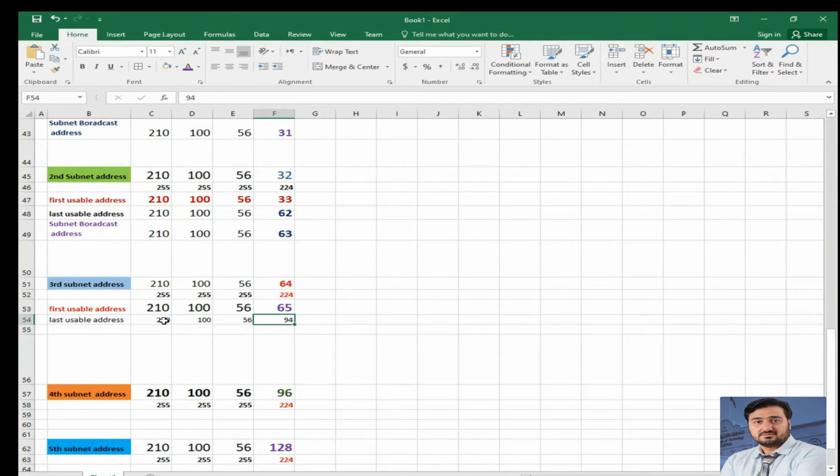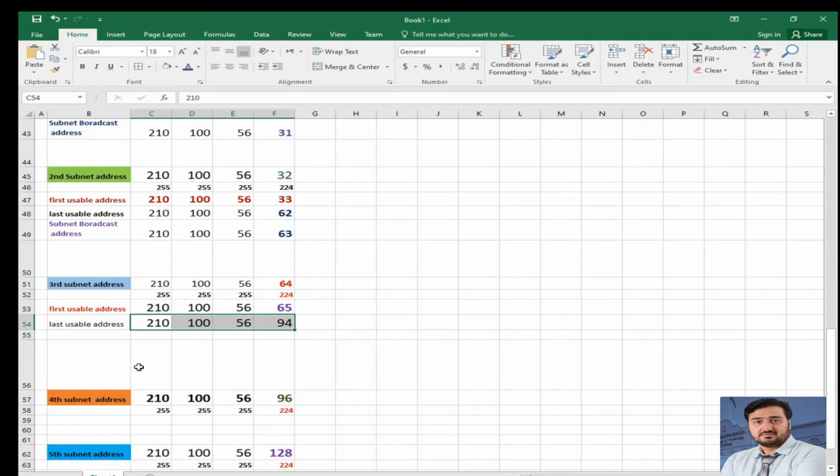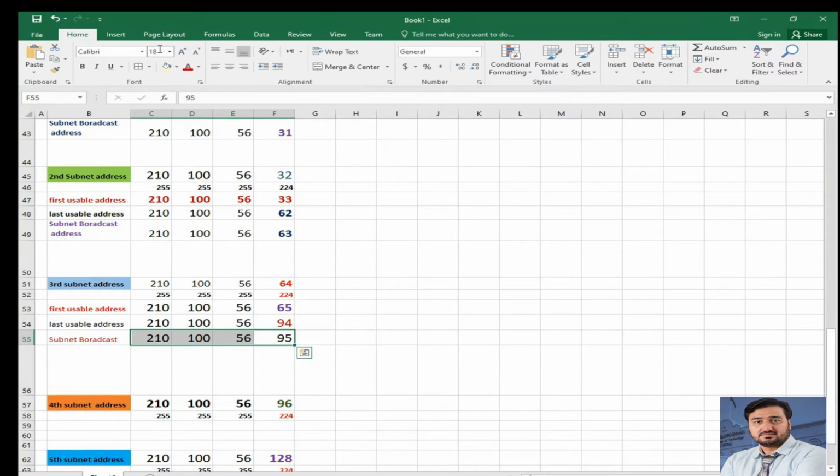Let me increase the font size here. Now you are getting it. We will do more practice, don't worry, inshallah. This is 94. So what is the subnet 3 broadcast address? 95. Yes, 95. 210, 156, 95. So 95 is our broadcast address.